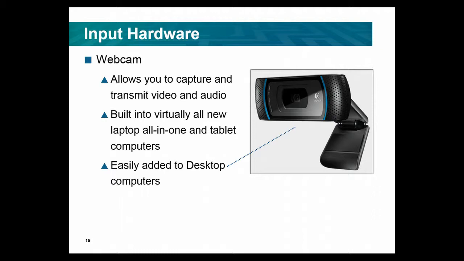Here's another type of input hardware, webcam. Webcams are becoming pretty popular, pretty common. These allow you to transmit your image and audio to other computers. Something you may not realize is they're often built directly into laptops and tablet computers. If you've bought a laptop, it probably has a webcam on it. Make sure that if you're using that computer, if you don't want the webcam on, make sure it's turned off.